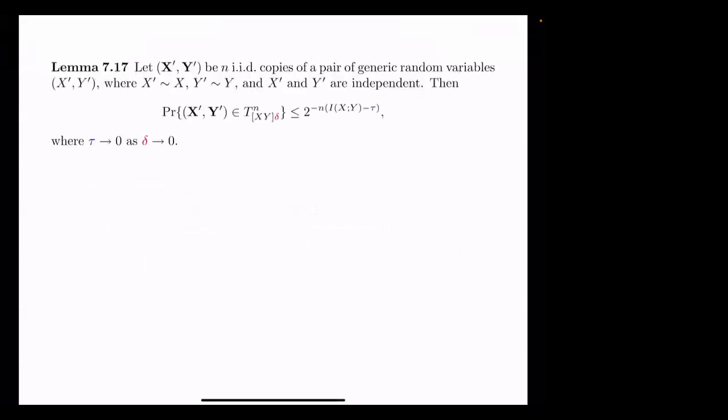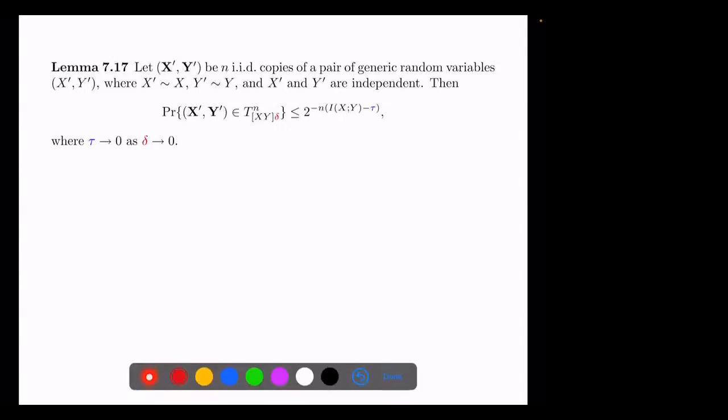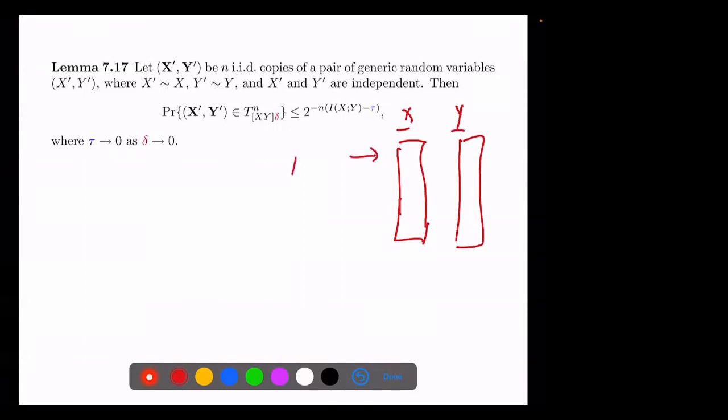Okay, so we need this lemma, which is essential in the argument. So now the idea is the following. Let me, instead of going through this mess, draw you a picture. Okay, so we have an X sequence and a Y sequence. If for each one of them I draw it according to p(x,y), then this is x1, y1 through xn, yn.